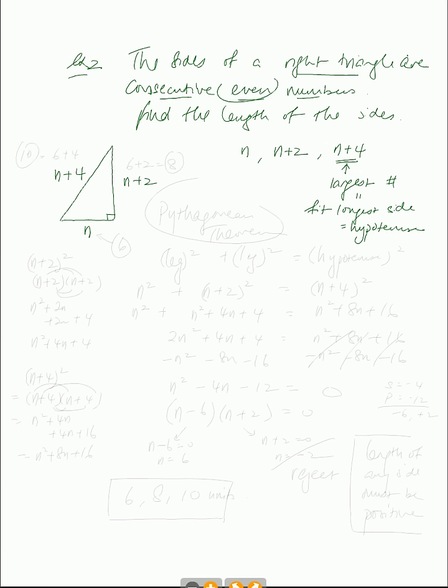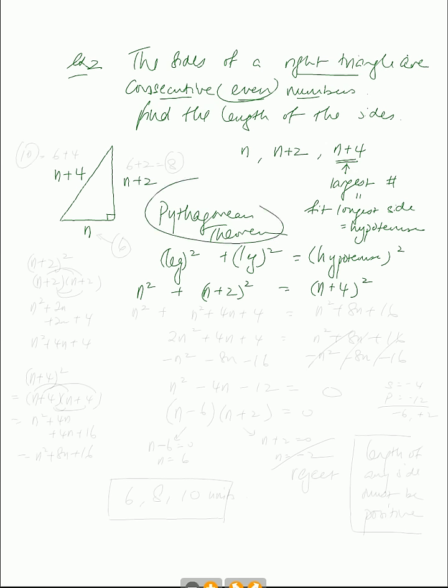So the minute you have three sides in the right triangle, hopefully you think of the Pythagorean theorem, which basically says that if you have the legs of the right triangle, if you square them and add them, it has to equal the hypotenuse squared. So the two legs in this case are n squared and n plus 2 squared, and it has to equal the hypotenuse, which is n plus 4, squared. So this is an equation which we obtained using the Pythagorean theorem.